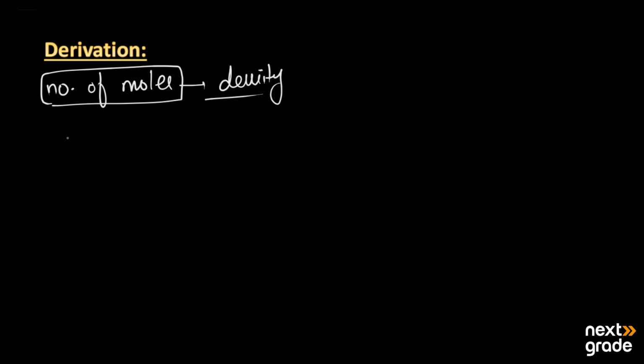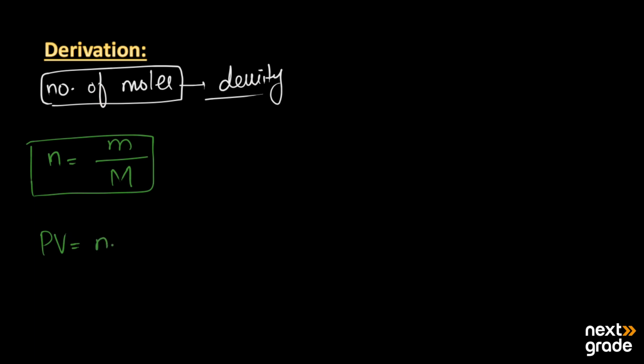First of all, we know the number of moles is equal to mass in gram divided by molar mass. And in the general gas equation we have PV is equal to nRT. So here we can put the value of n, then the equation will be PV is equal to m over M, times RT. So here we have put the value of the number of moles.